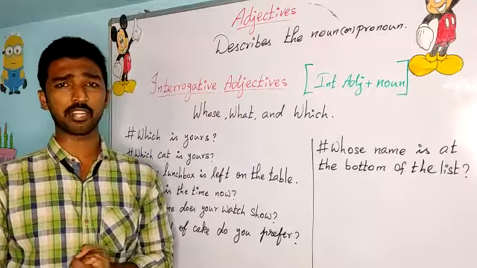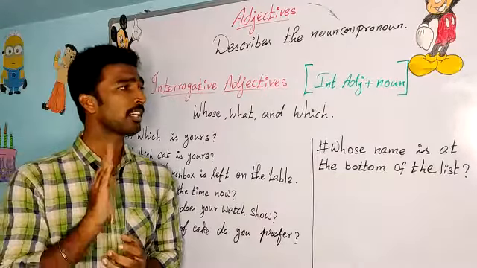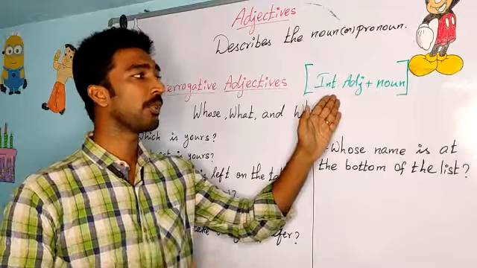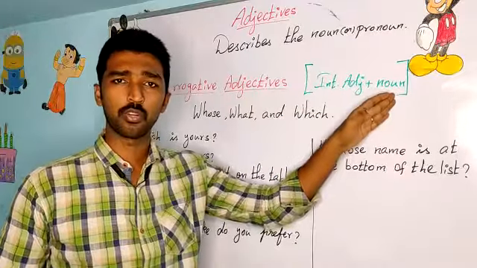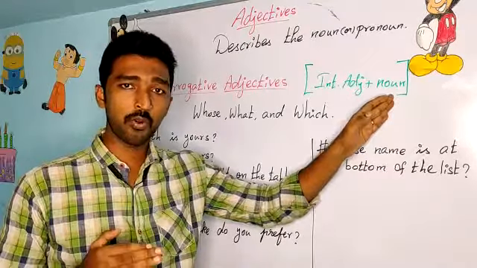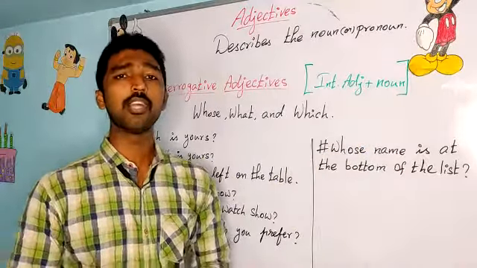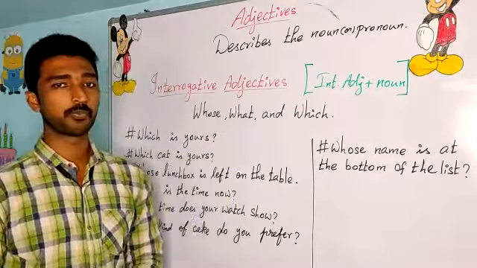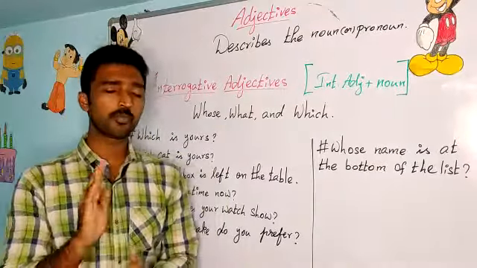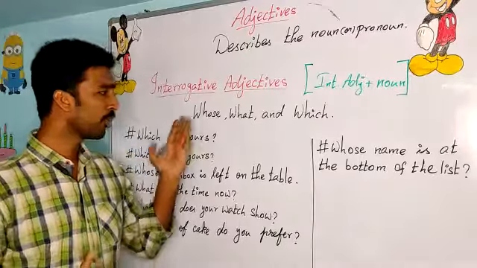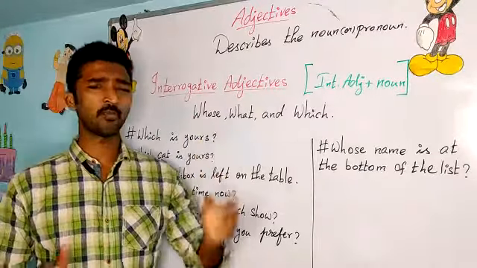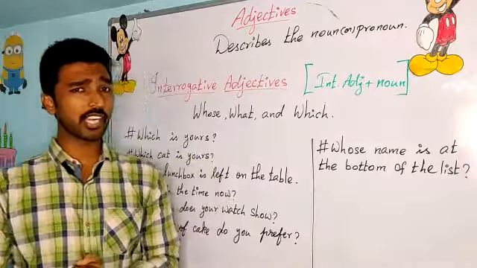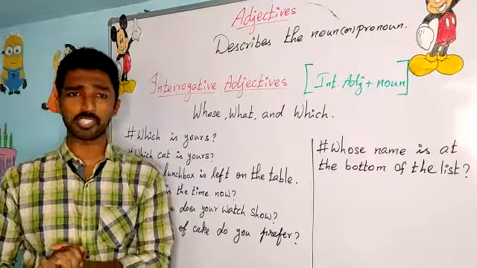Only 3 interrogative adjectives. And there is a rule that interrogative adjectives should be followed by a noun. If there is no noun after the interrogative adjective, then that is not an interrogative adjective. Keep it in your mind. Don't forget it. And we have whose, what and which, 3 interrogative adjectives. Okay, let us find those interrogative adjectives in the examples given.